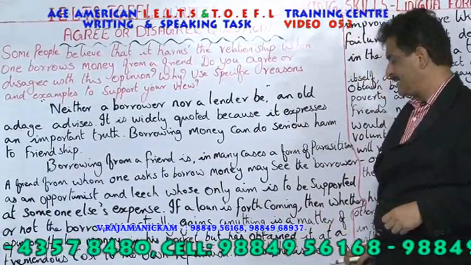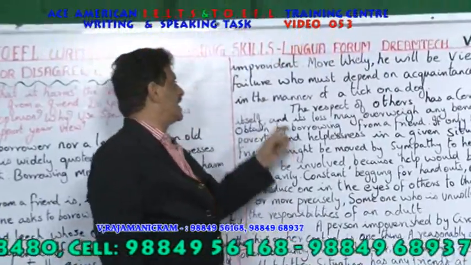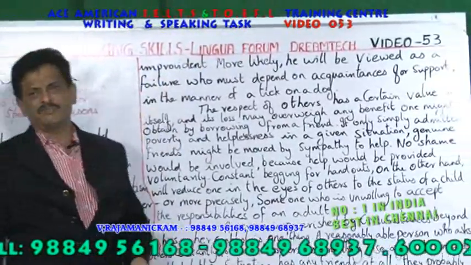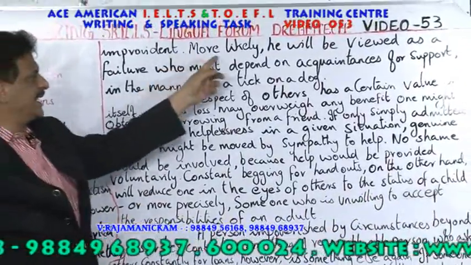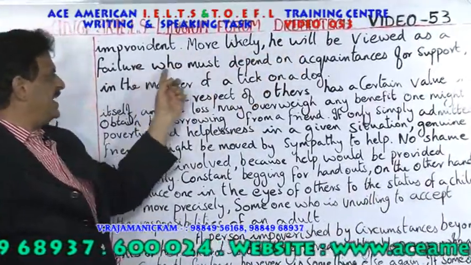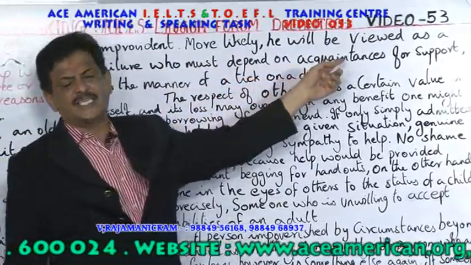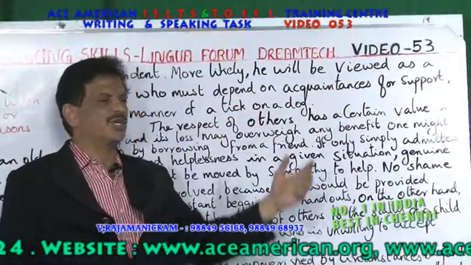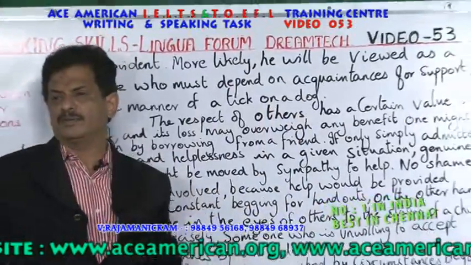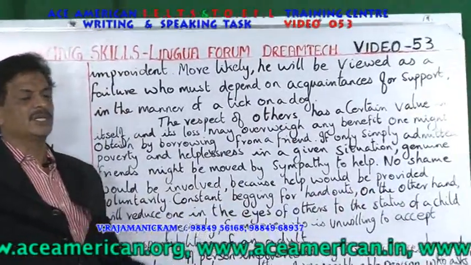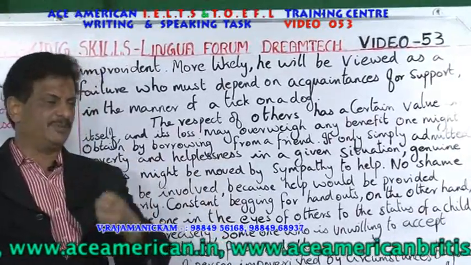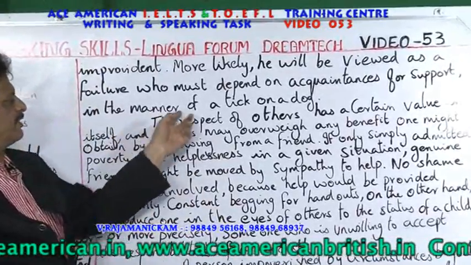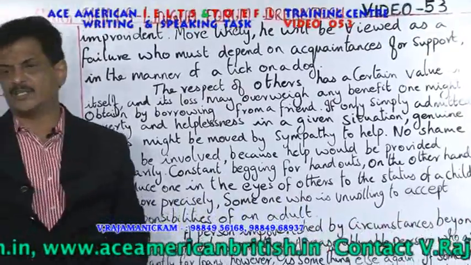So at best he is seen as, you are seen as what? Improvident. Improvident means what? You are not going to grow, you have borrowed the money, that's all. More likely he will be viewed as a failure who must depend on acquaintances for support. Acquaintances means what? You need to know a lot of people, only then you can get money. You can borrow from her, you can borrow from him, so many people you keep on borrowing, in the manner of a tick on a dog. It's like a tick on a dog.